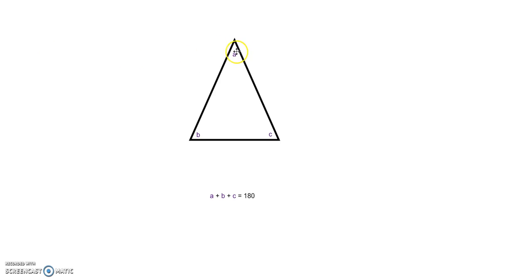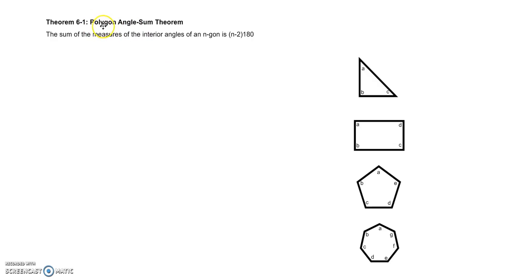If we have any triangle, we know that the sum of its interior angles is equal to 180 degrees, right? So what we're going to do now is try to apply a rule to all different types of polygons, right? Like a square or a pentagon. So the first theorem we'll learn in this chapter is the polygon angle sum theorem.